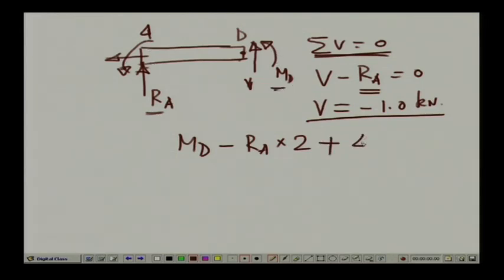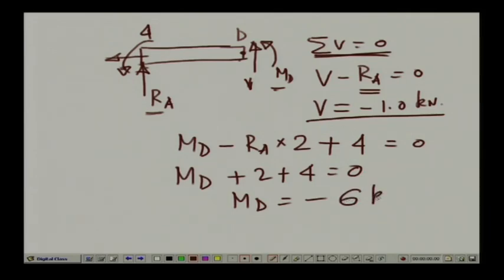So, this is positive 4 kilonewton meter. So, this is equal to 0. Now, the value of R A we have obtained as -1. So, this is the moment at D. So, -1 times 2 plus 2 plus 4, this is equal to 0. So, the moment at D is equal to -6 kilonewton meter.